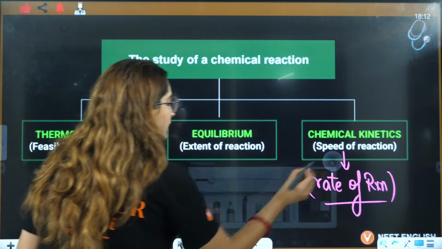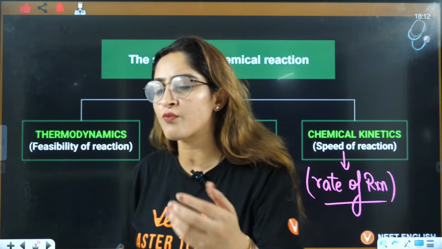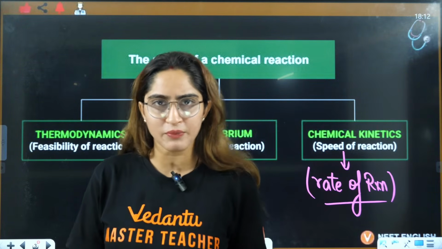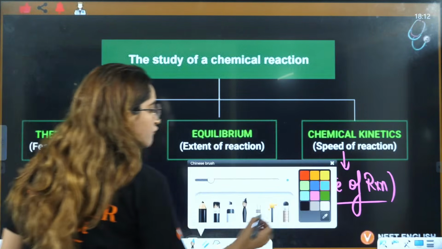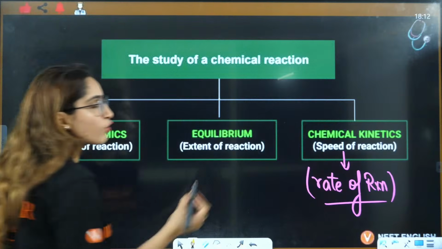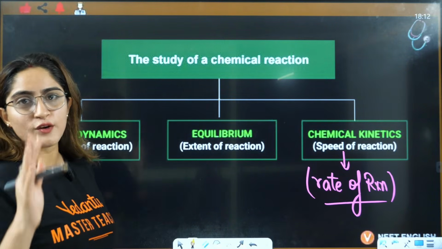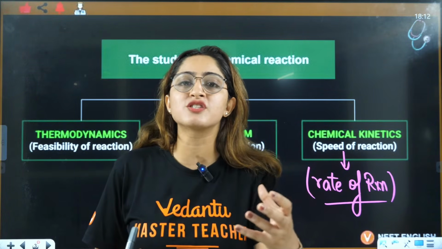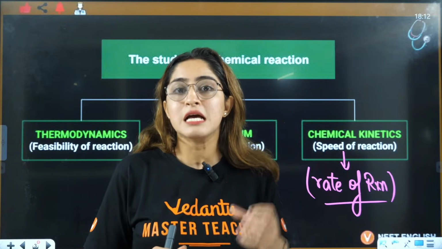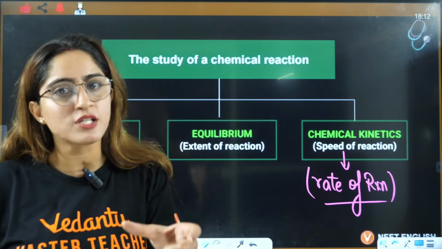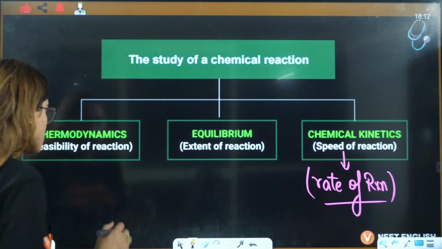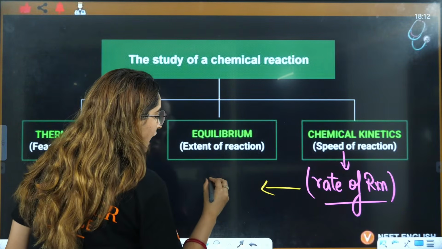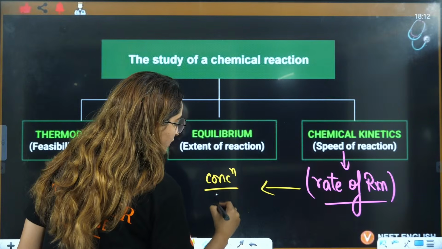Now tell me one thing, when I talk about physics, what do you call speed? What is the formula of speed? Speed is equal to distance by time, right? Now in this also, if we want to calculate the rate or speed, here distance is the concentration. How much concentration is used up in the reaction? How much concentration of product is formed in the reaction? Here, instead of distance, you will write concentration divided by time, right? So rate is nothing but concentration divided by time.